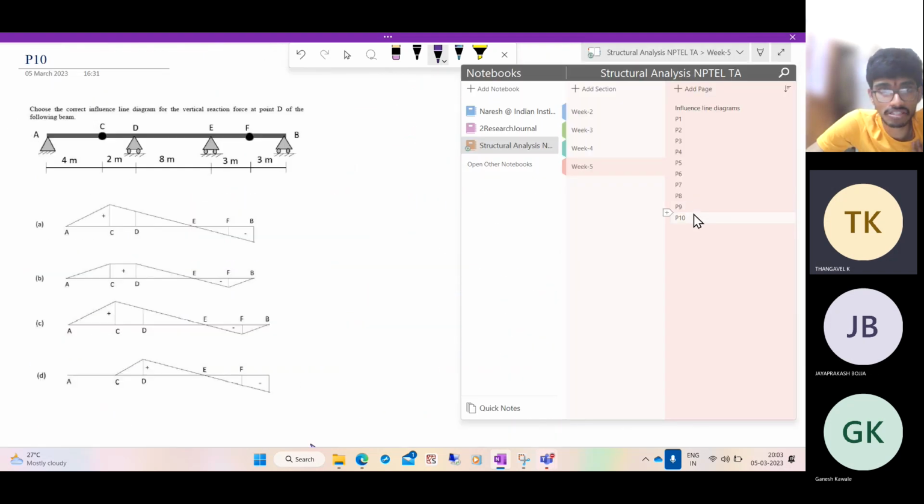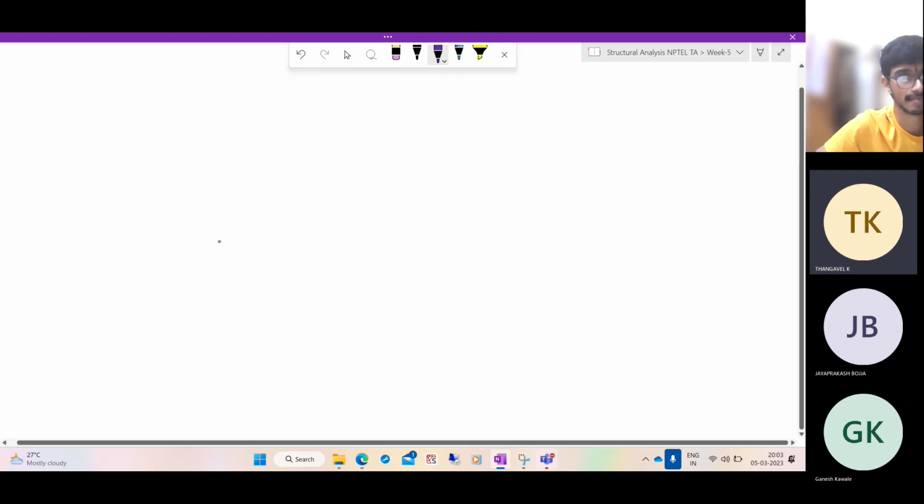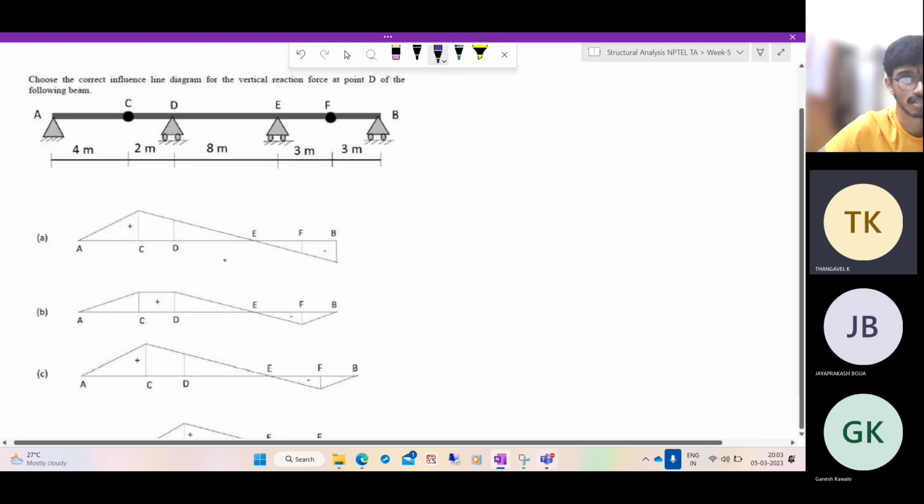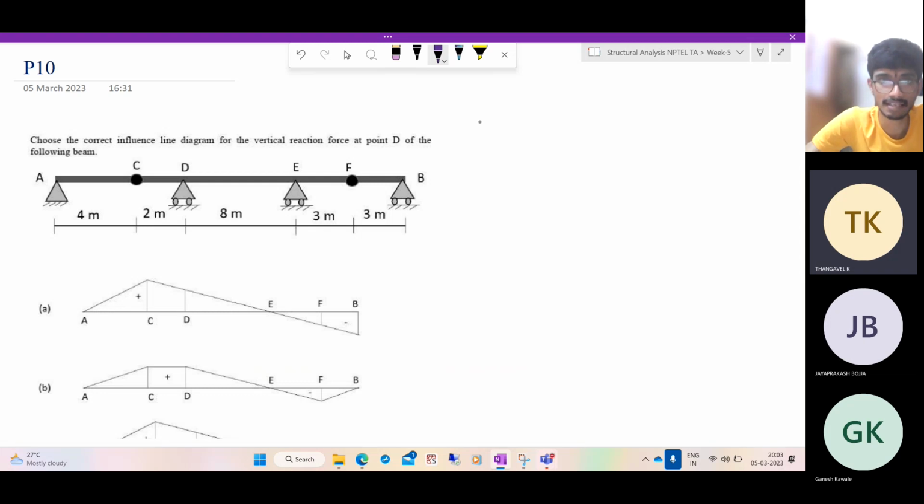Now let's go to the last question of the day. Choose the correct influence line diagram for the vertical reaction force at the point D of the following beam. So this is a very simple problem. Now that we have solved so many problems in influence line diagram, it's very simple. So what we should do is have an internal hinge. At the point D, you release the support and apply a vertical force of Dy.